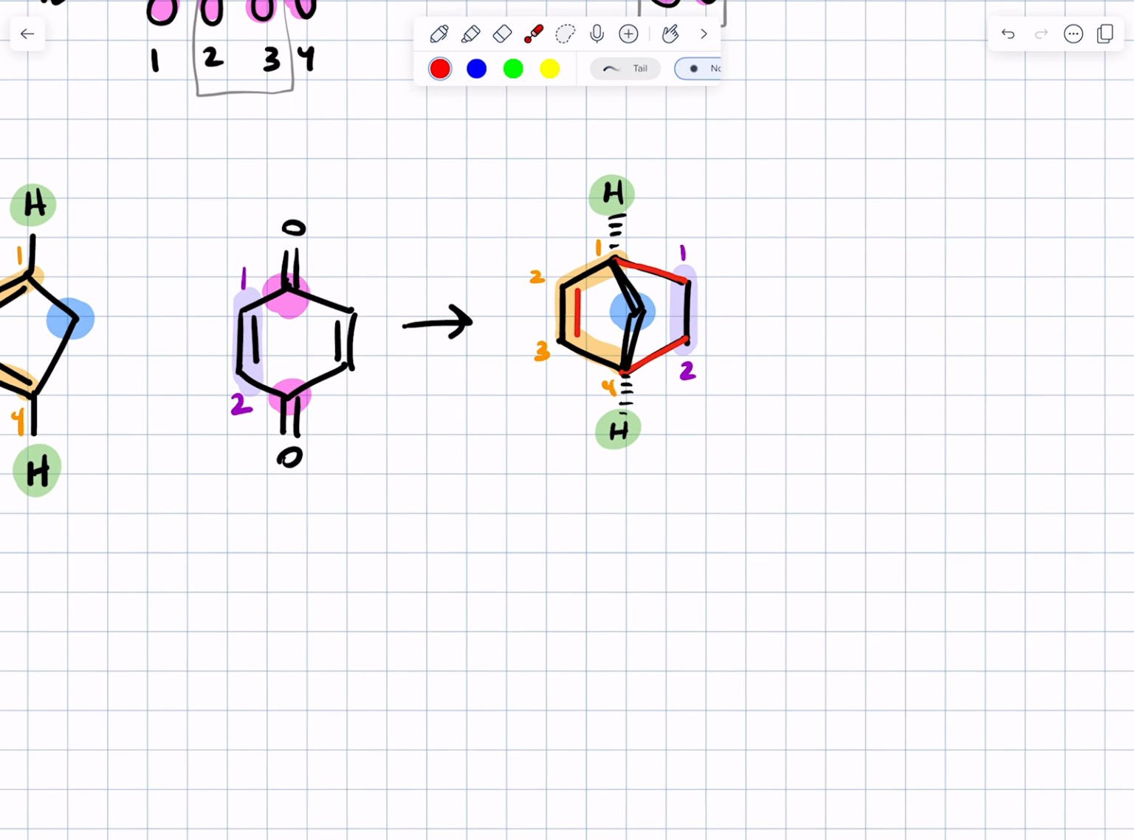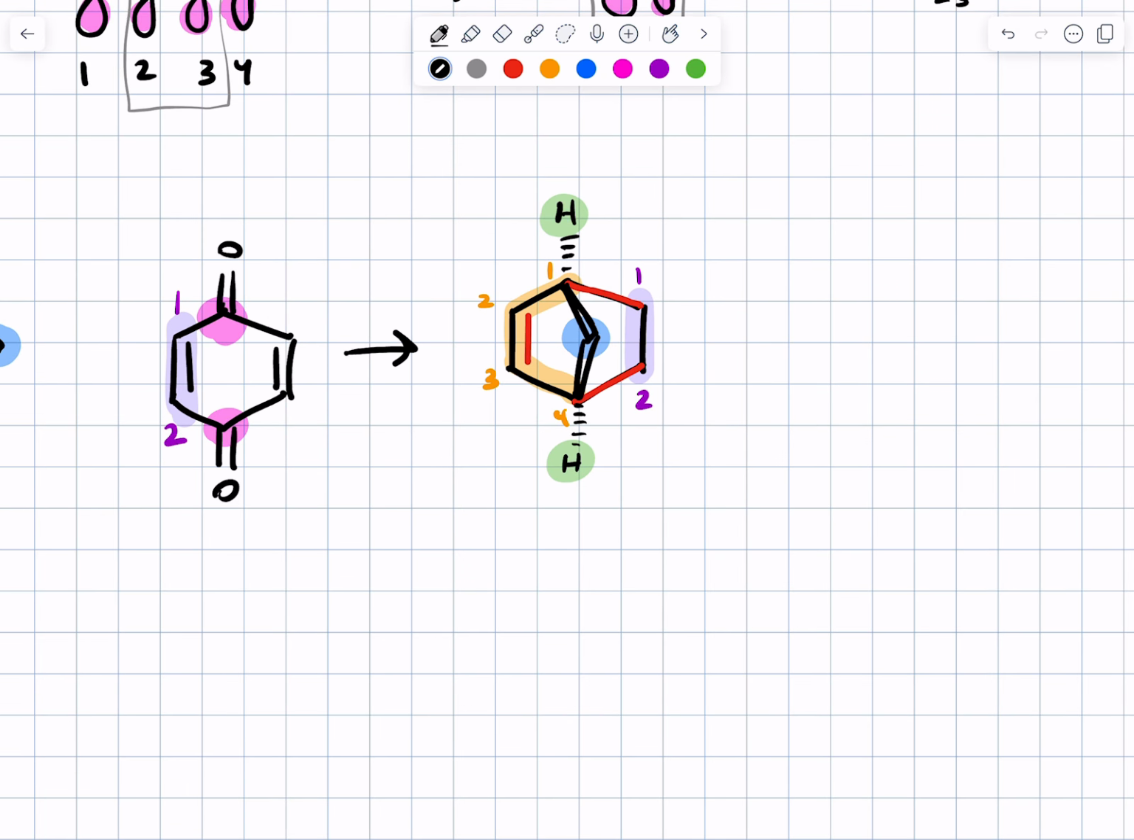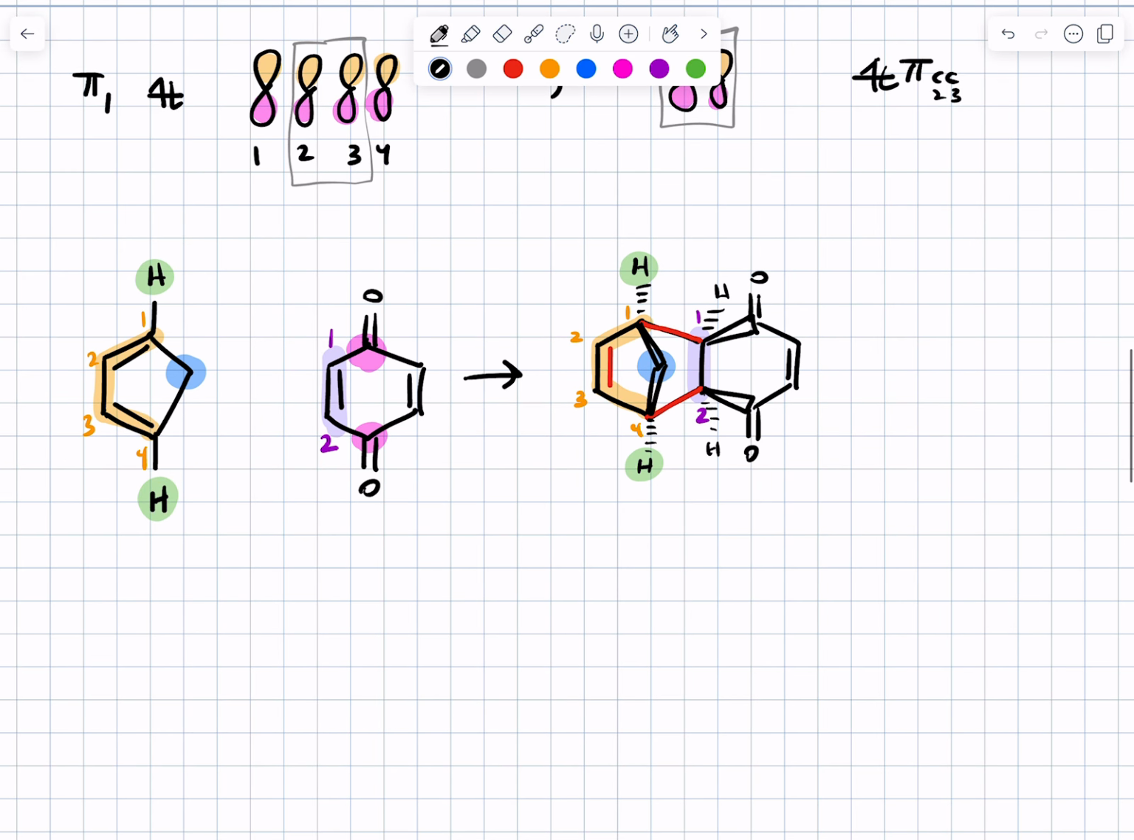Now, what about the pink groups on the olefin? They have to be cis to each other, but there are two possibilities. This is one, where they are up, and then we have the other possibility, where they would be down.